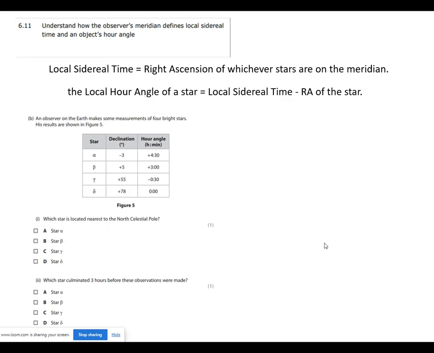Now, you get charts that look a bit like this in the exam. And this is your hour angle. So actually the hour angle is the time between crossing the meridian and your observing time. So here you can see that the hour angle measured, it's equivalent to azimuth here, really.